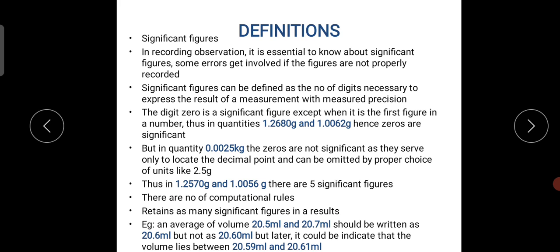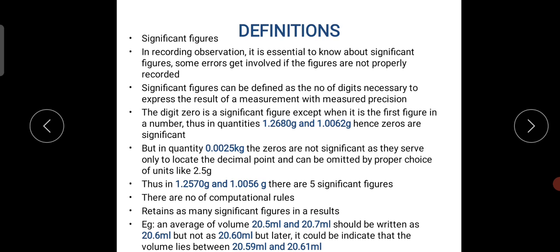Zero can also be a significant figure. See one example, 1.2680. So this is significant, and this one also is significant, and these zeros you can see are significant. And another example, 0.0025 kilogram. These zeros are not significant, because the duty of these zeros is to locate the decimal point. So some people will omit these zeros and write it as 2.5 gram.